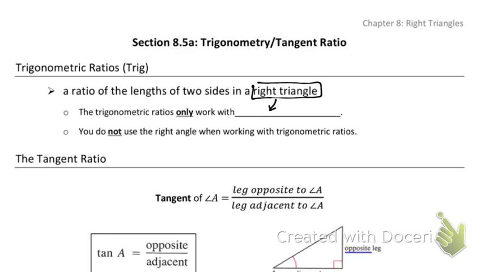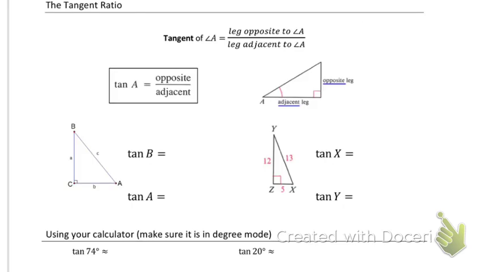And you do not use the right angle when working with trig ratios. That means you won't be plugging in 90 degrees. If you find yourself plugging 90 degrees into your calculator, you did something wrong. All right, our tangent ratio says the tangent of an angle equals the opposite over adjacent.